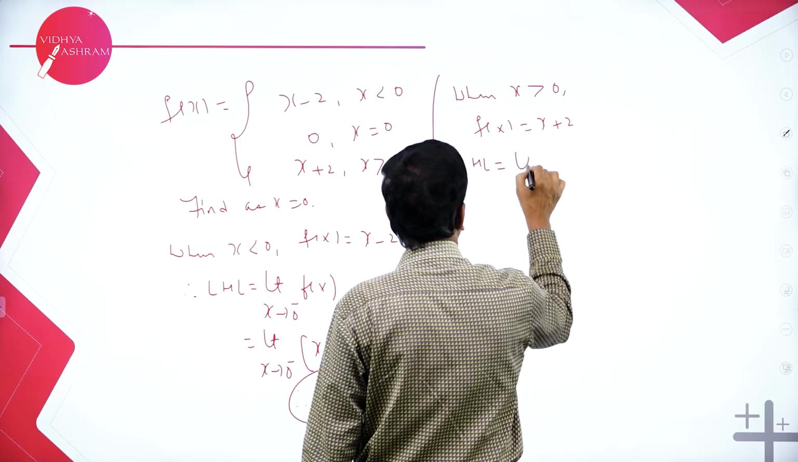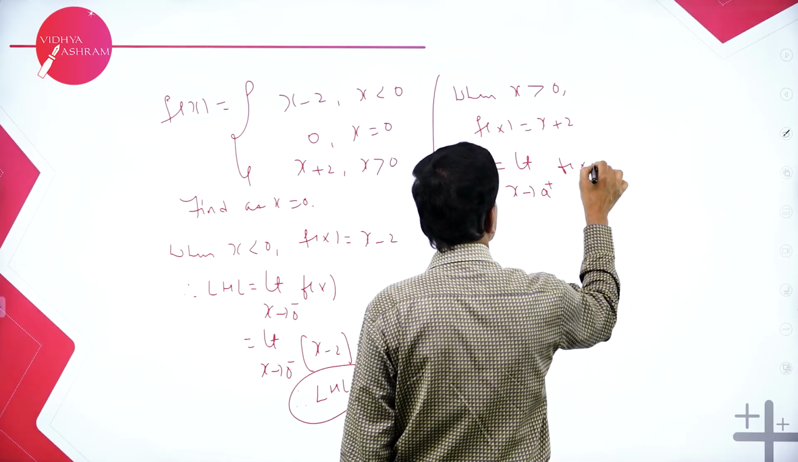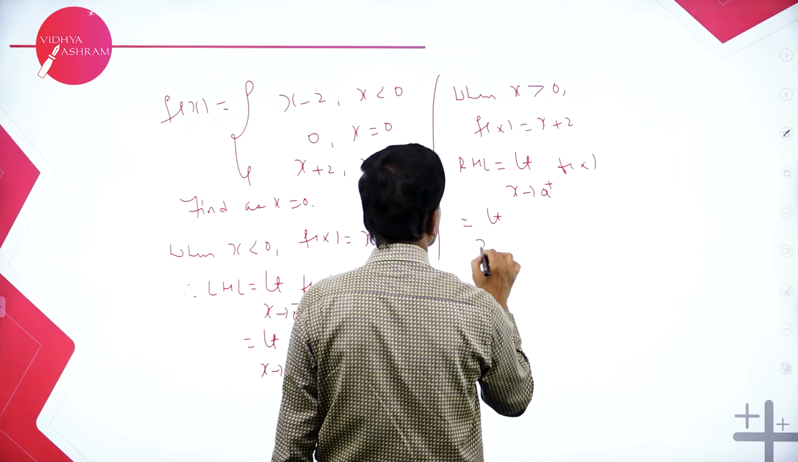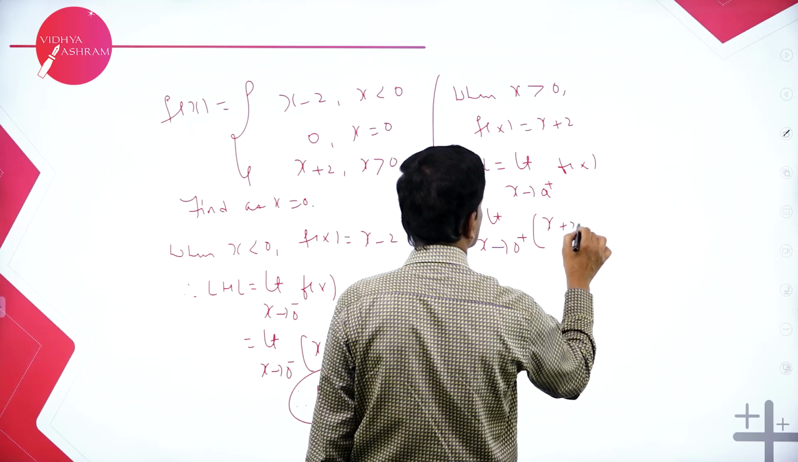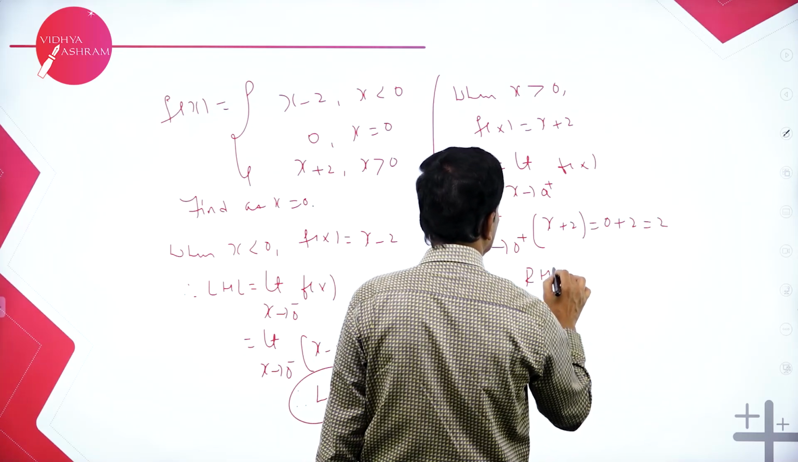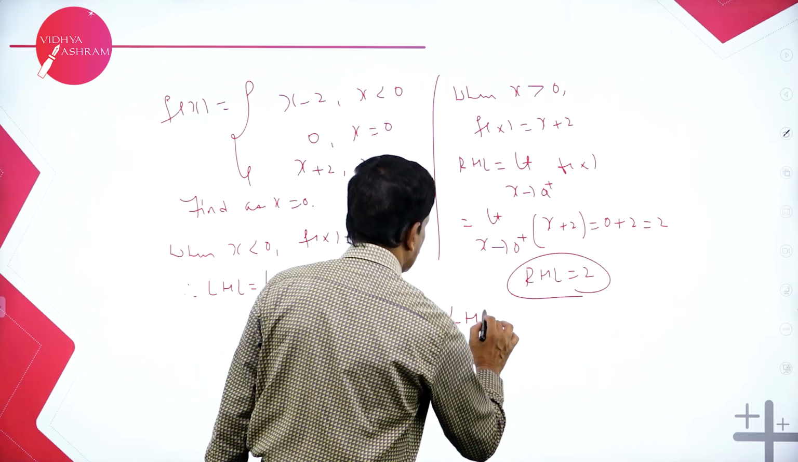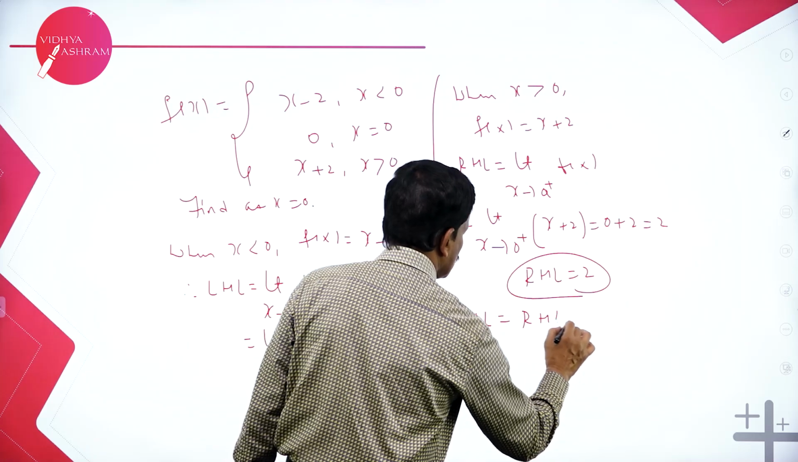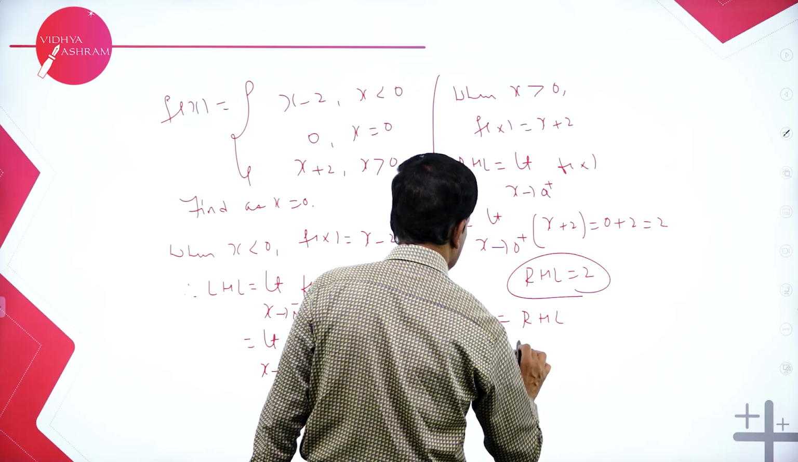What is the definition? Limit x tends to a plus f of x. So that is nothing but limit x tends to 0 plus of x plus 2. Now x is equal to 0, so 0 plus 2 is equal to 2. So the right hand limit of the function is 2. Now check whether the left hand limit and right hand limit are equal or not. What is the left hand limit? Minus 2, and this is plus 2.